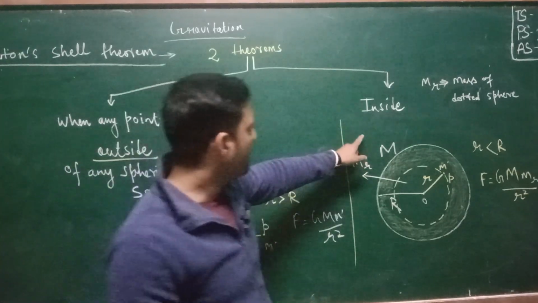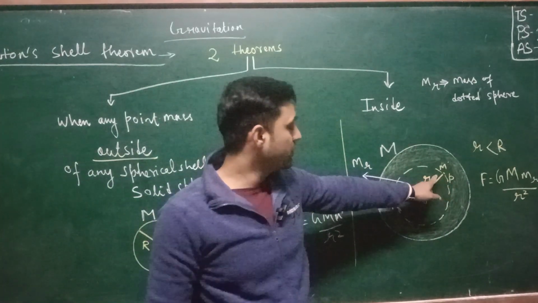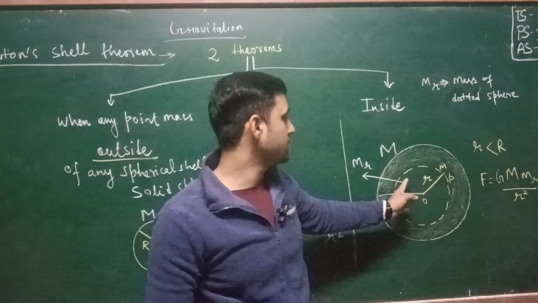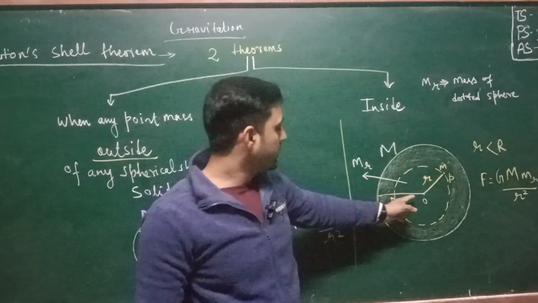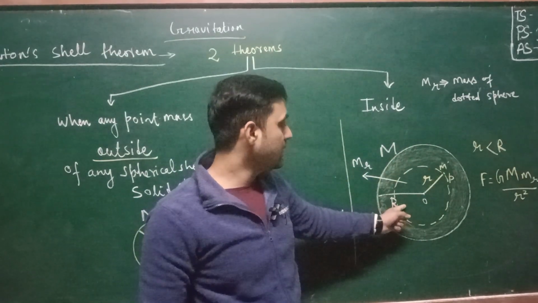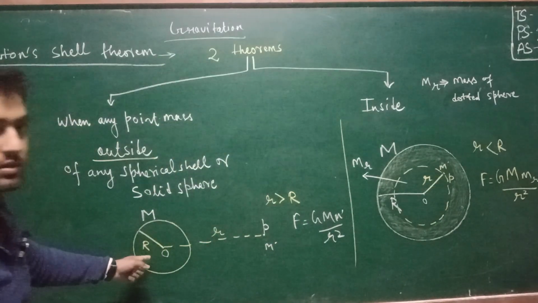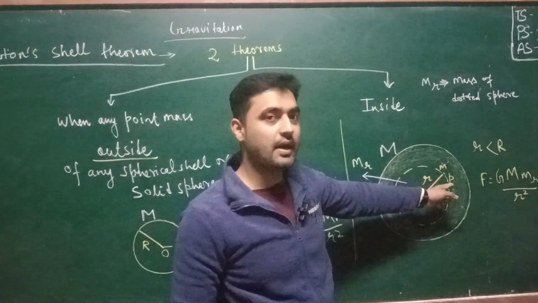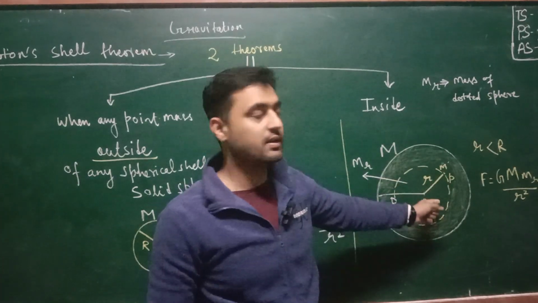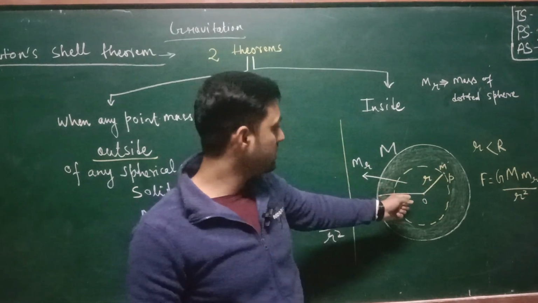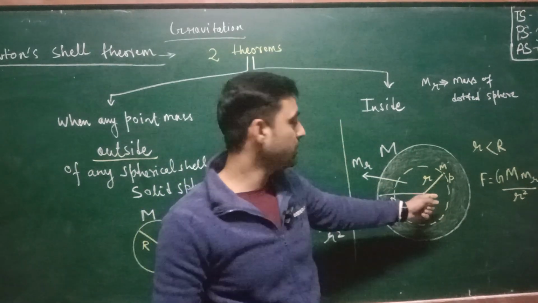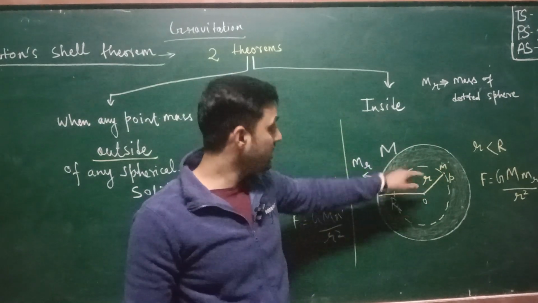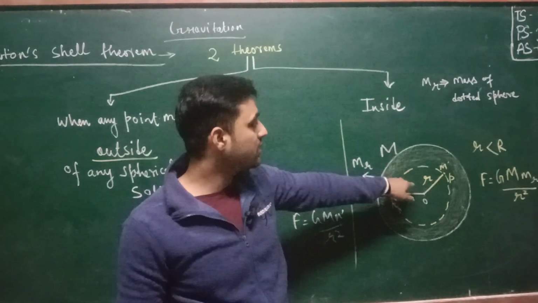Second thing is, when point mass, that is m dash, whose name is P, is exactly inside the spherical cell. Let's say the radius of the bigger cell is capital R, as we have already taken in the previous diagram, and the point mass, whose name is P and mass is m dash, is inside the spherical cell. Now the question is, what will be the gravitational force experienced by this m dash mass which is inside the spherical cell? How will we calculate that?